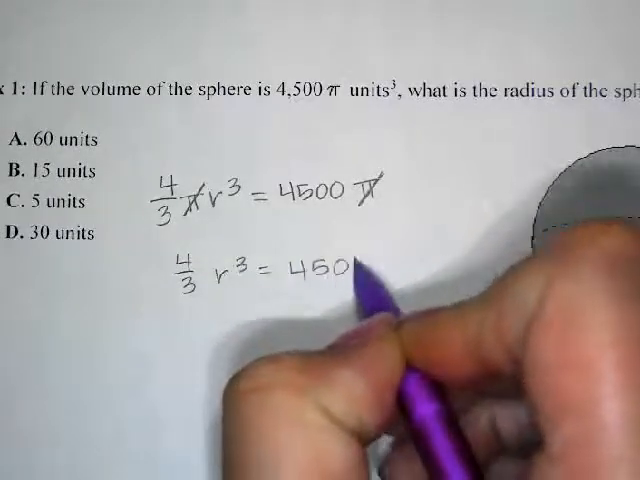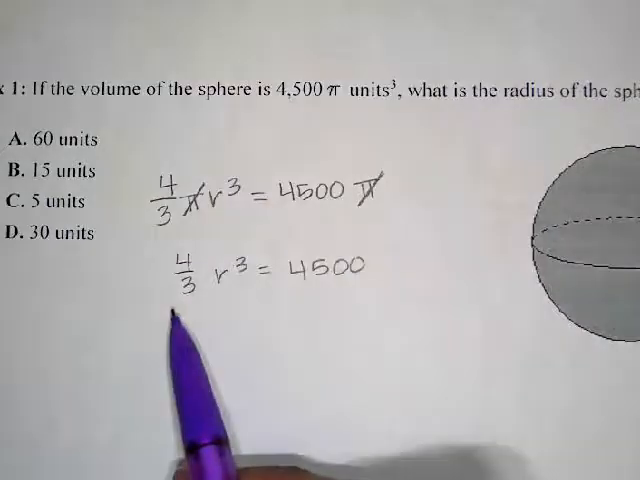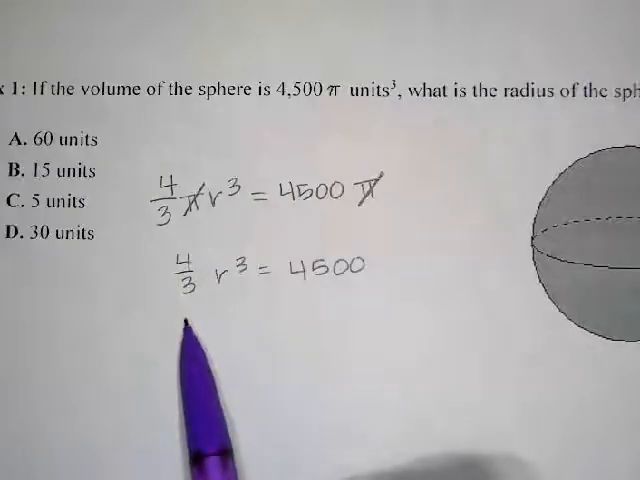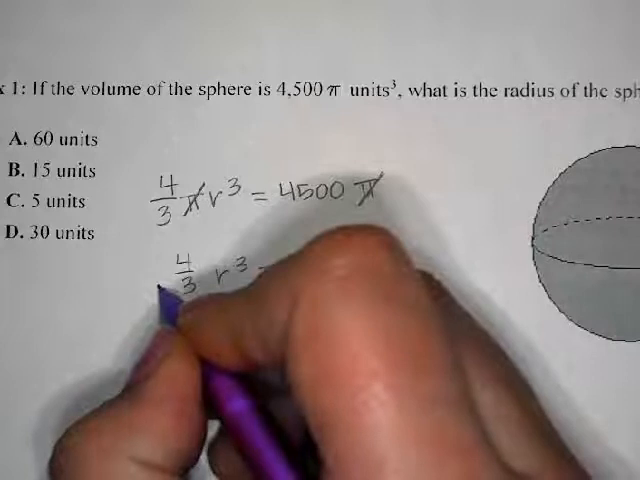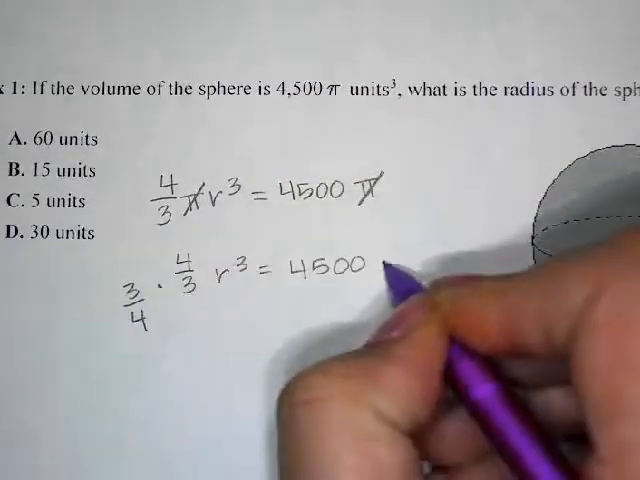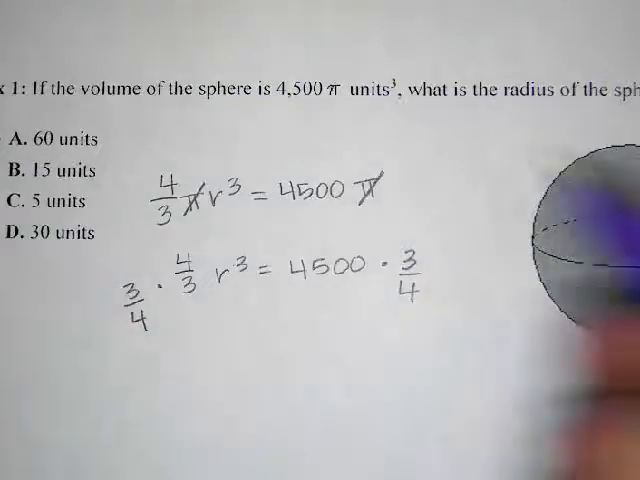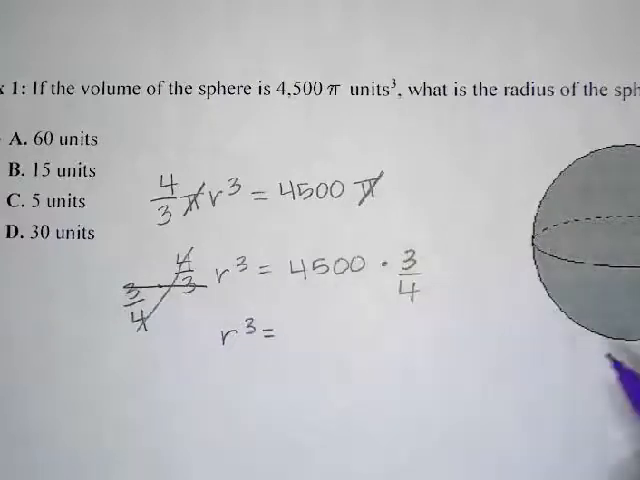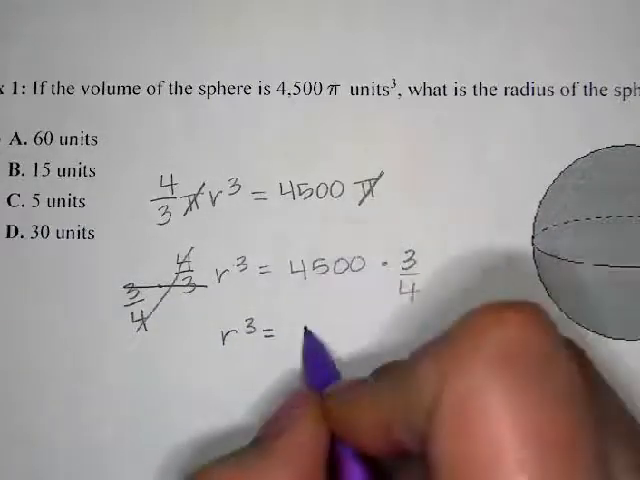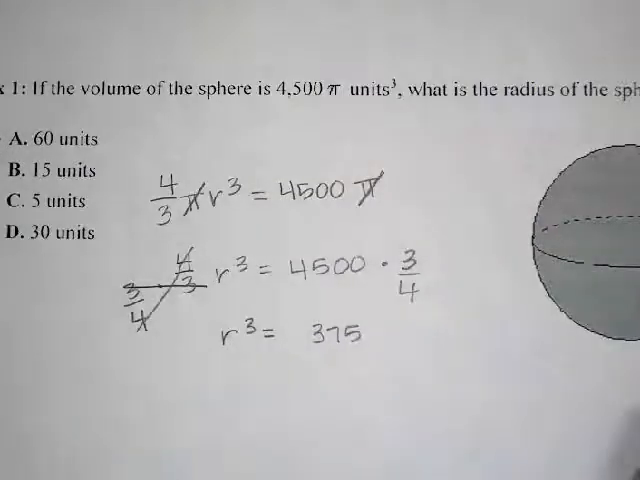How do you guys want to get rid of the 4/3? We could divide by 4/3, that's allowed. We can also multiply by the reciprocal, multiply by 3/4, multiply by 0.75. If we multiply by 3/4, the 3's are going to cancel, the 4's are going to cancel, and that leaves the r cubed alone. And then what do we get? Look at the number again. There we go, 3375.